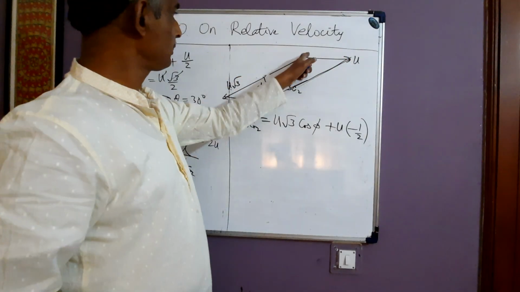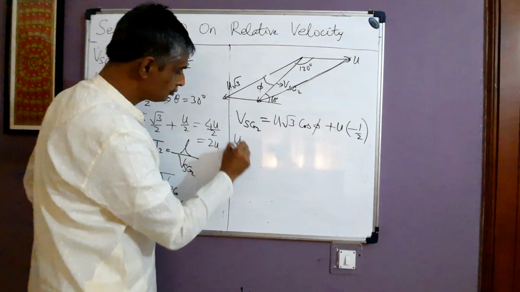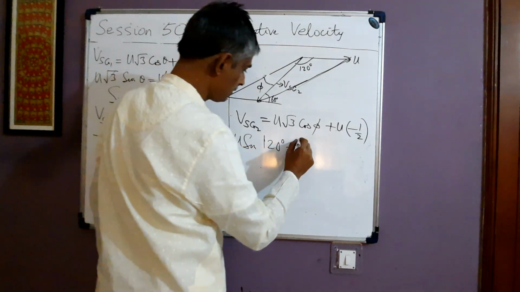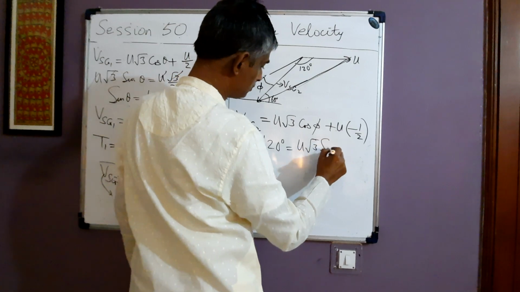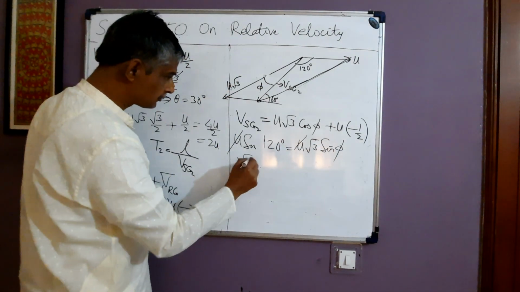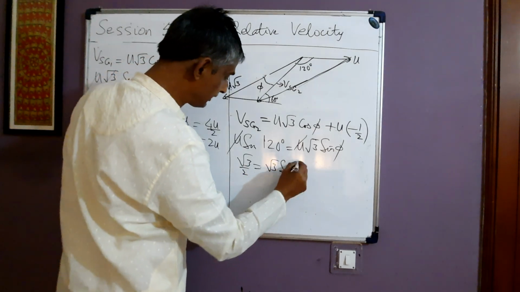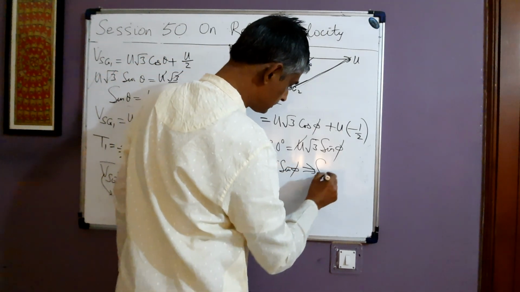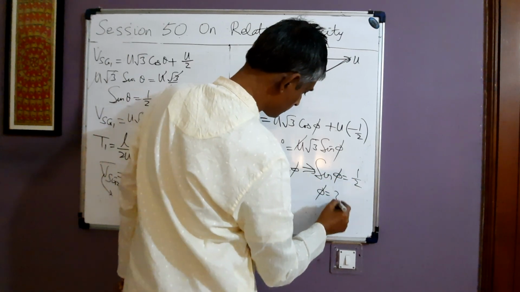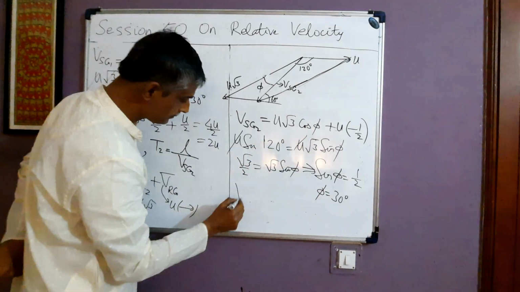What we have to do? Components of these two in the direction normal to this cancel out. So u sin 120 degrees is equal to u root 3 into sin phi. U goes away, sin 120 degrees becomes root 3 by 2, equal to root 3 sin phi. So this means sin phi is half. Phi means 30 degrees.